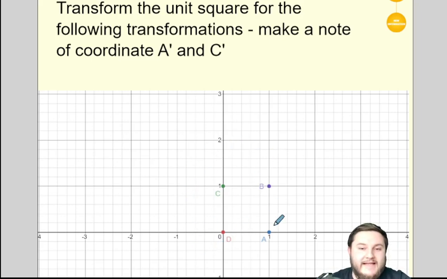So what I'm going to do is take this square and perform a transformation on it. I know what coordinates I started with, and I hopefully know what coordinates I'm going to finish with, and I'm going to compare what has actually happened to the coordinates. So let me show you.